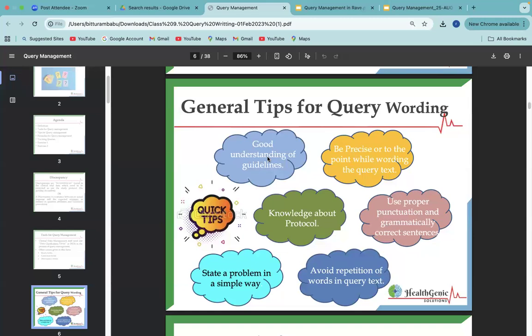And also, whenever we generate a question to the site, it's important that we ask in such a way that the questions are not lengthy, very small, and avoid repetition words. Knowledge of the protocol is the main important thing, guys. If you don't know your protocol, then you will never be able to write a query.